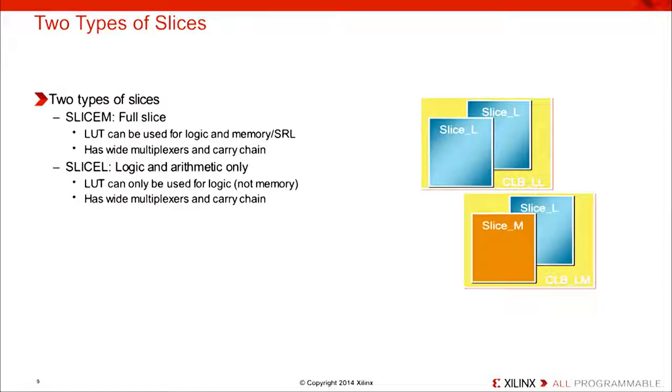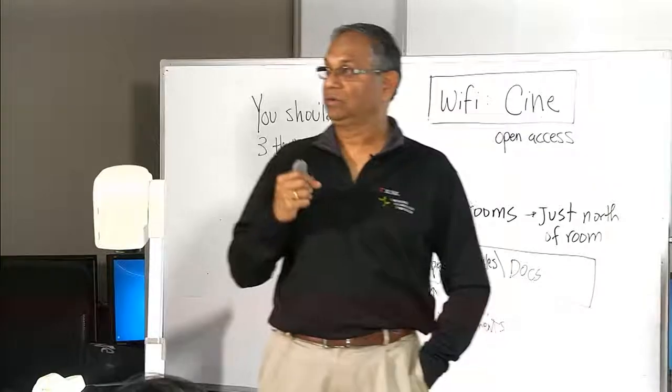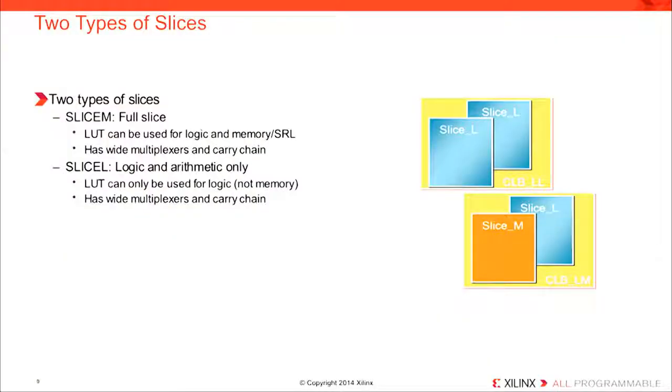So within the CLB, you may have two types of slices. One is called slice L and the other one is called slice M. Slice L will provide you logic functions. It can do only logic functions and that's it. Slice M will allow you to do, besides logic functions, the memory function as well as shift register function. Depending on whether you have both slices as slice L, then it's considered CLB LL, or whether it's M and L, then it's considered CLB LM.